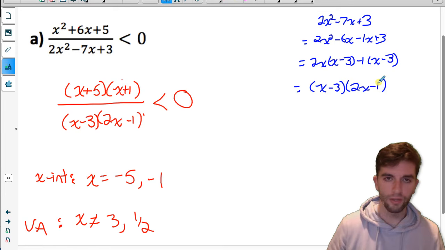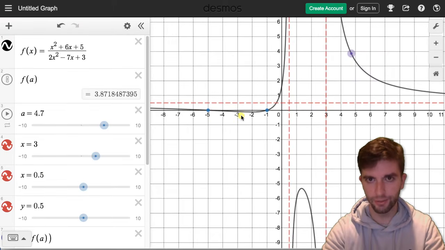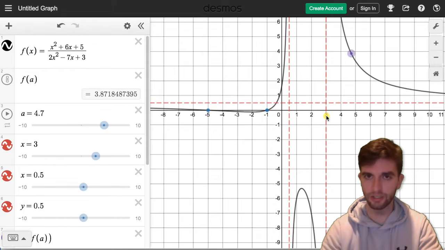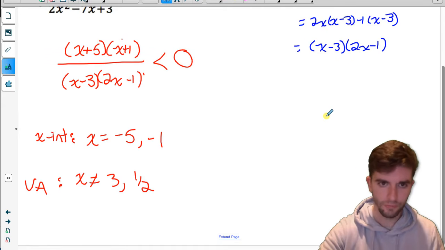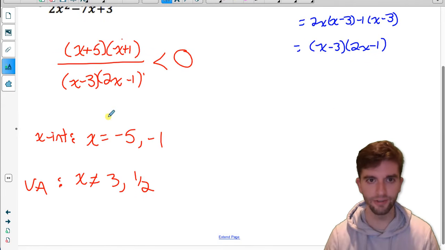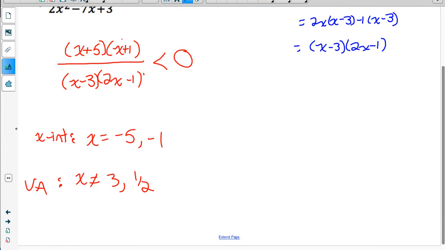So we're looking for when is the function less than 0. If we have the graph, we can see it's between -5 and -1, and also again between a half and 3. So there are two intervals where the function is less than 0. How are we going to get that algebraically? We're going to use these as dividing points in our factor table. So let's set up the factor table.